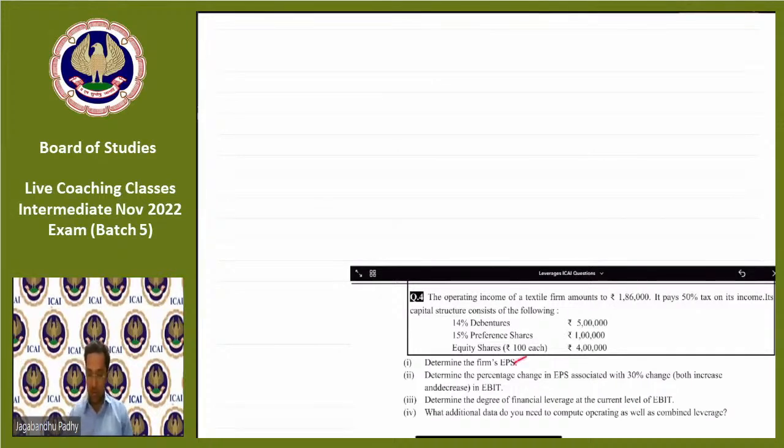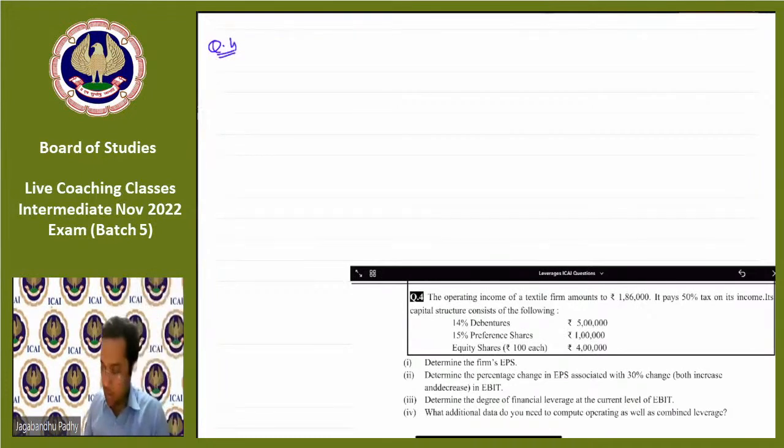Determine the firm's EPS, determine the percentage change in EPS associated with 30% change, both increase and decrease in EBIT. Determine the degree of financial leverage at the current level of EBIT. What additional data do you need to compute operating as well as combined leverage? So the question says there is an operating income of 1,86,000. What do you mean by this? It simply means we are talking of the EBIT component, right? So let's begin with it.